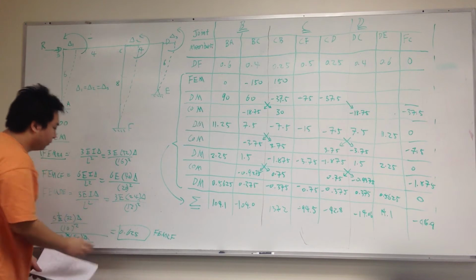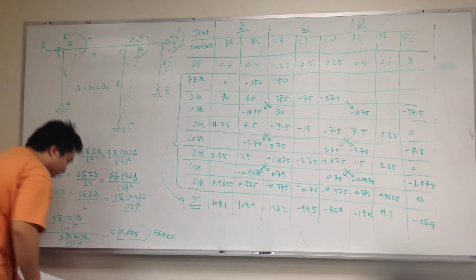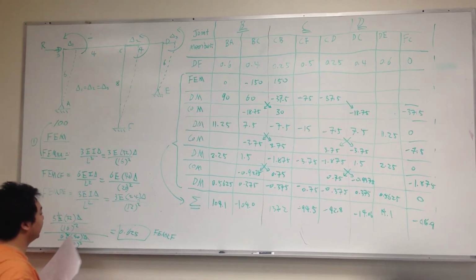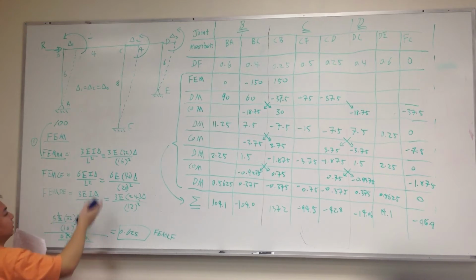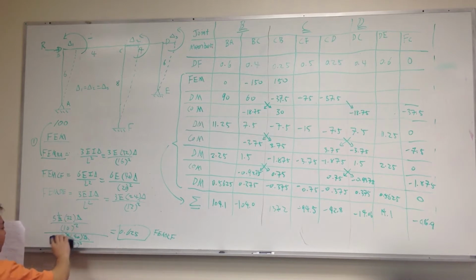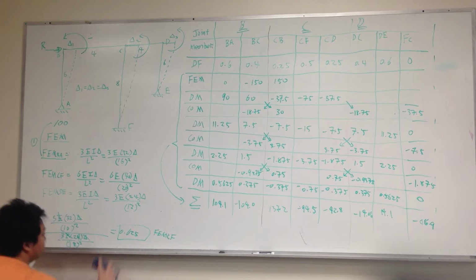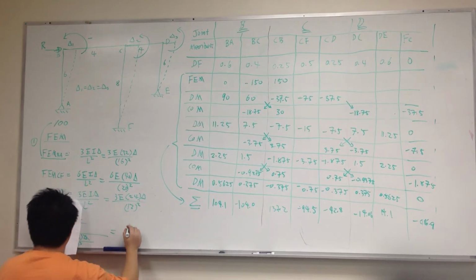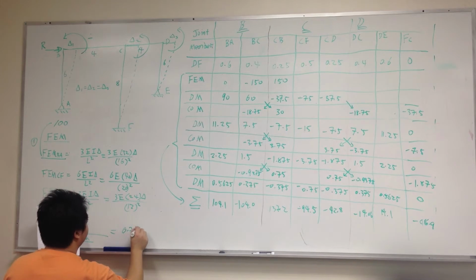You got this ratio, but you also have to find a ratio for this one. So you do it again. You're going to take this divided by that. The top part is not going to change, all that changes is the bottom part. So you have 3EI times 24 divided by 12 squared. You do that, and you're going to get a new ratio, which is 0.75.